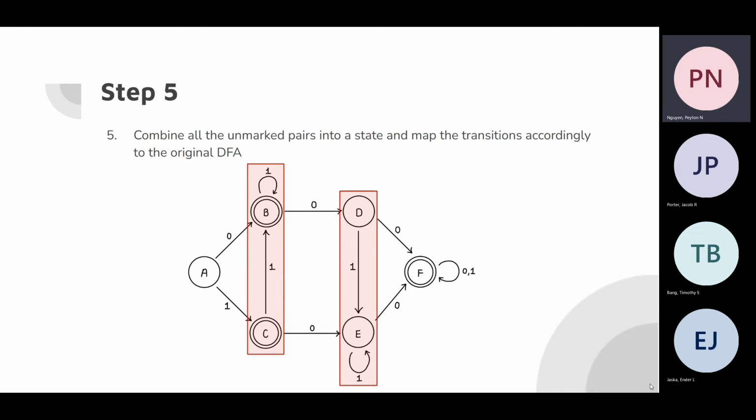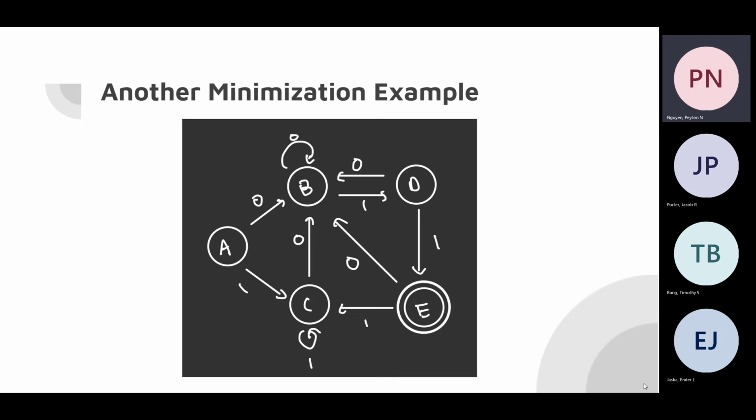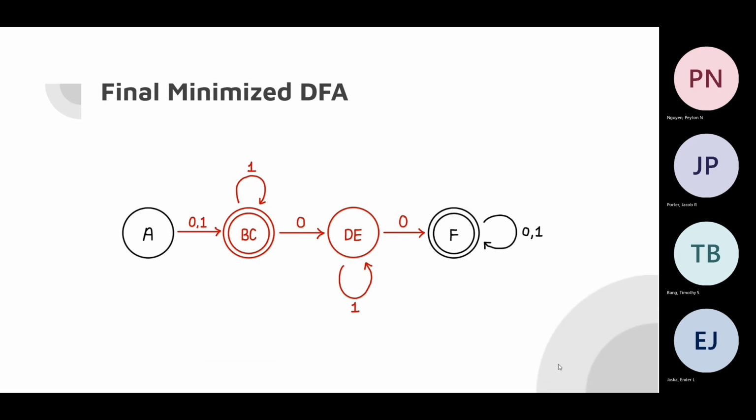Then we want to combine all the unmarked pairs into a single state. As we can see in the previous table, BC and DE are unmarked pairs. So we can merge these and create a final minimized DFA, which is shown right here.